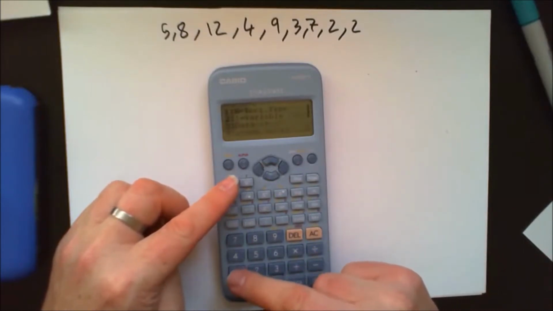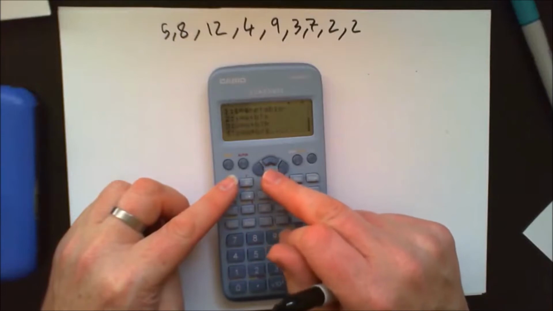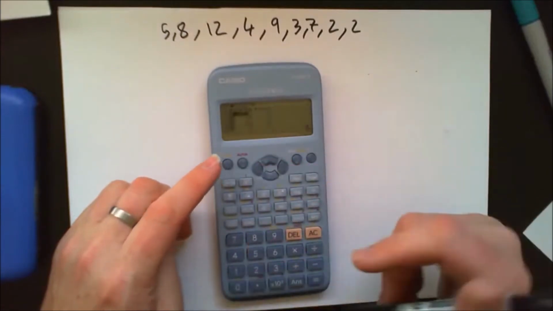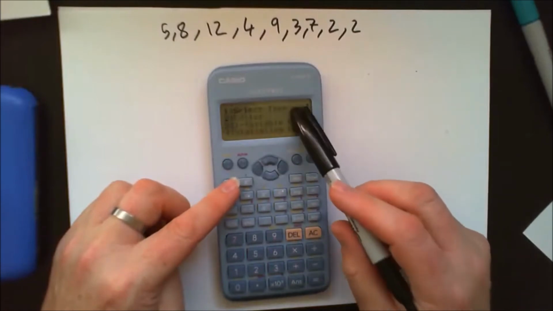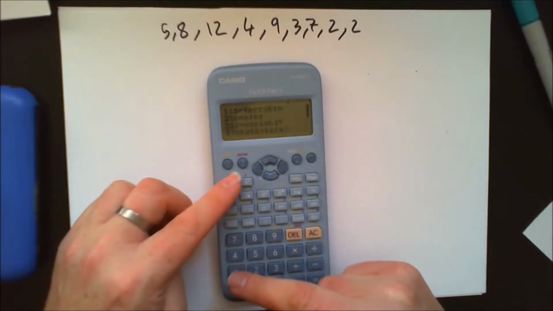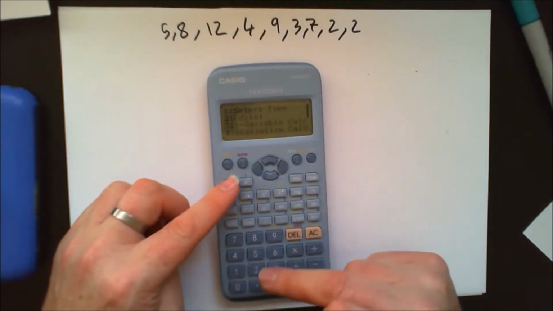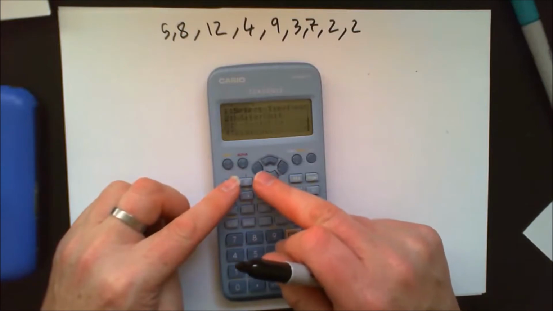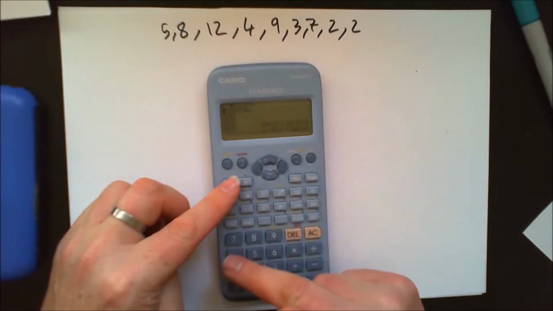Options 1. No. 1 again. Oh, that just brings me back there. Options, select type. 1. No. Options 2. No. Options 4.